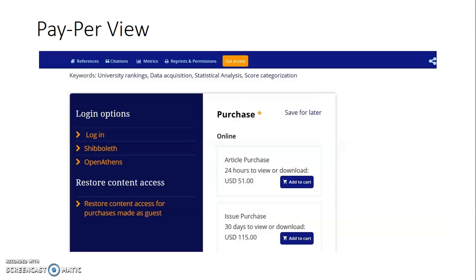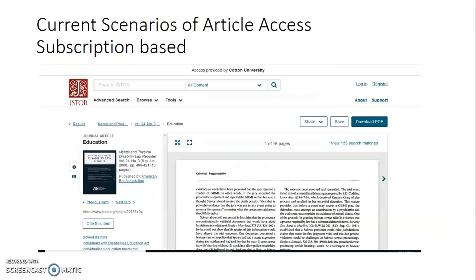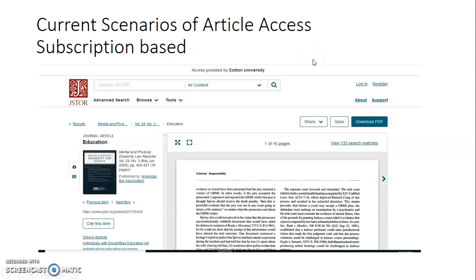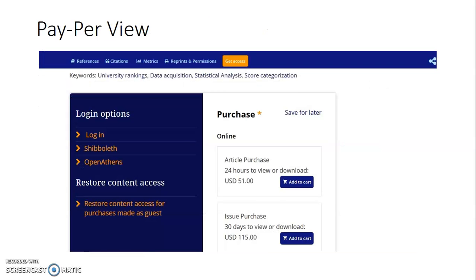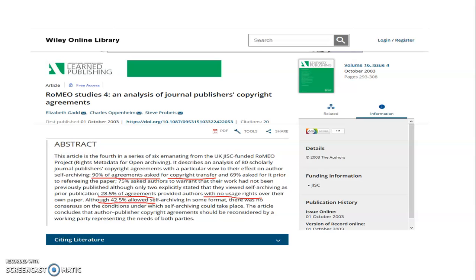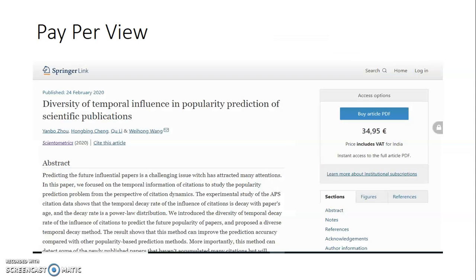And the publisher is doing it legally because the publisher has the right under the copyright law. So in our next discussion we shall be discussing in more detail how these copyright laws have hindered the free flow of information in the academic community, and what new publication models are coming out in our academic community.